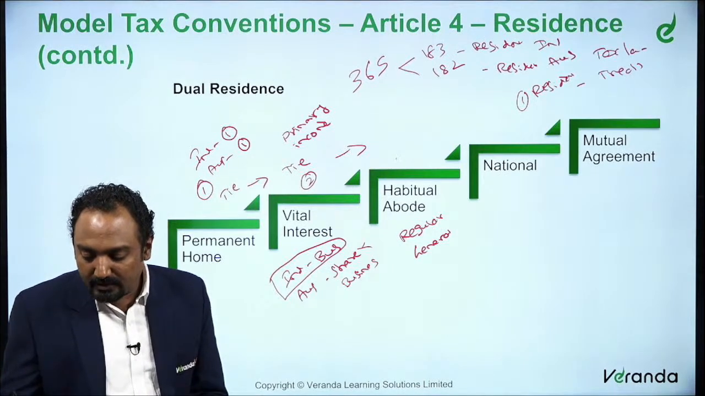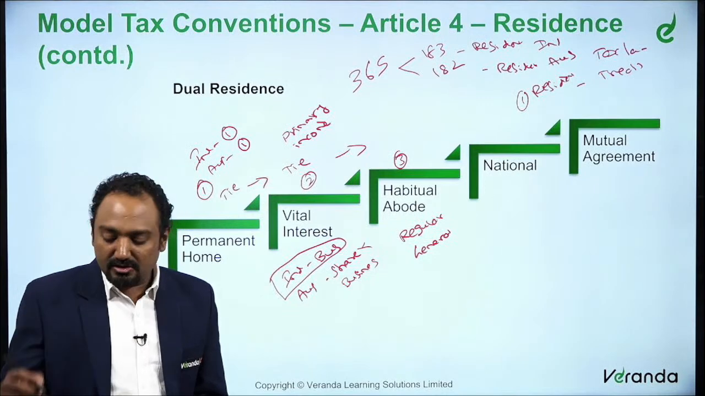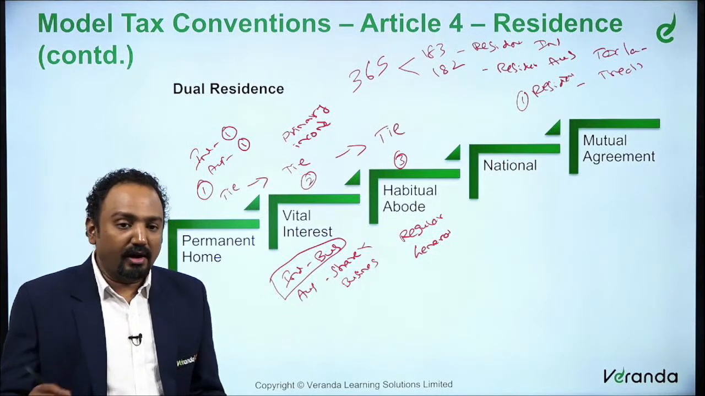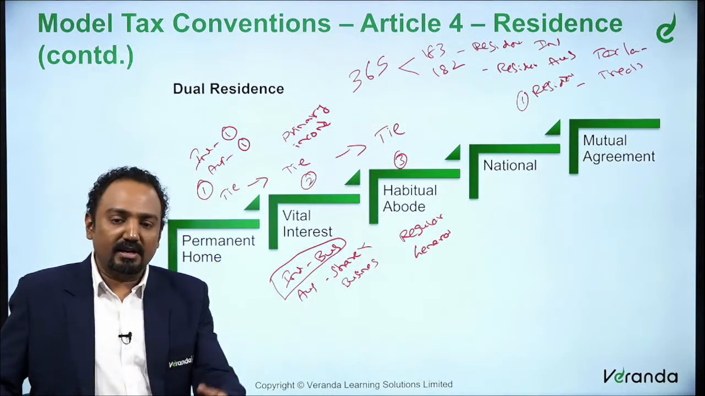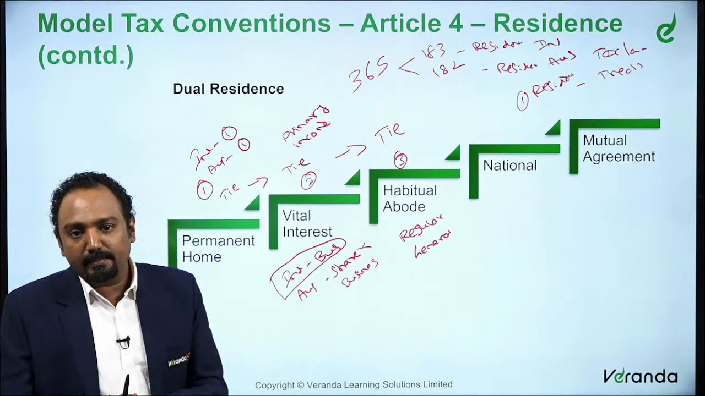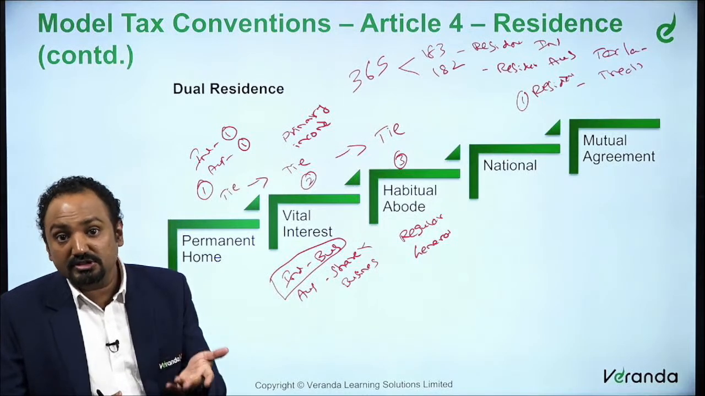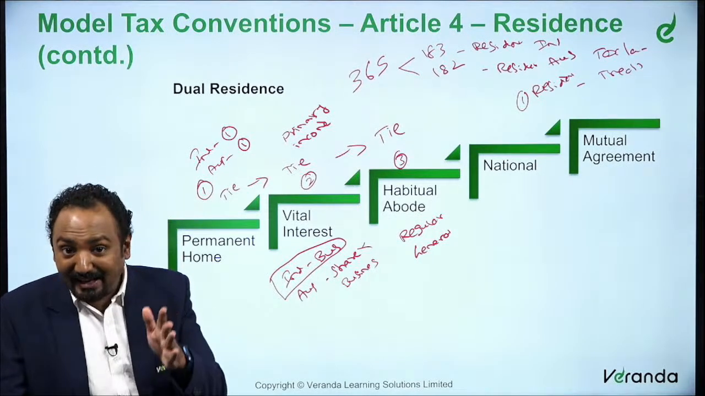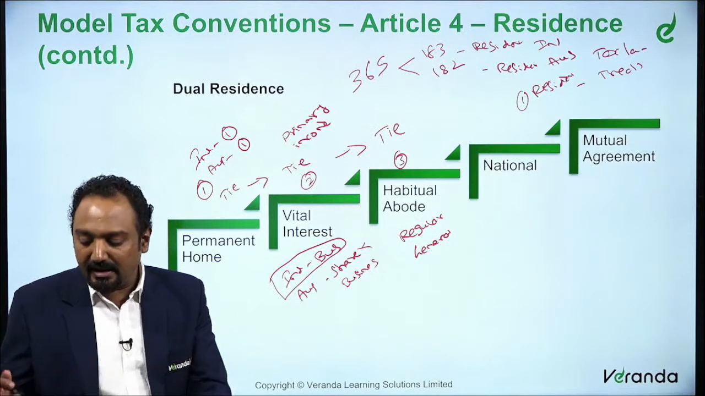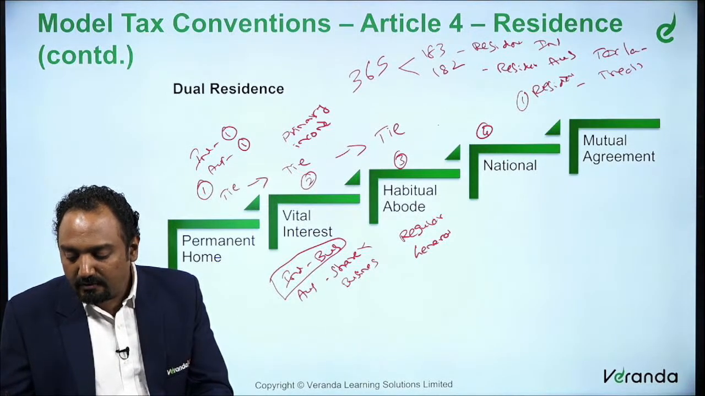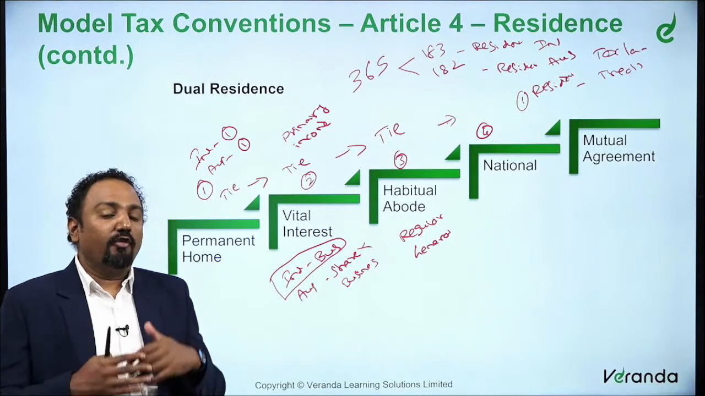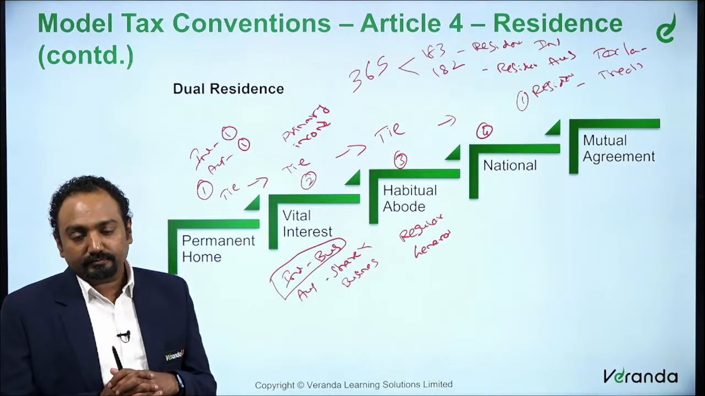If not, so this is the third step, right? If this is also a tiebreaker, that is, when you go to India, you stay in your house, and when you go to Australia, you stay in that particular house. If it is a common place, and you are not able to distinguish the habitual abode also, there is a tiebreaker there also. Then you go to the fourth step, which is called nationality. Which nation do you belong to?